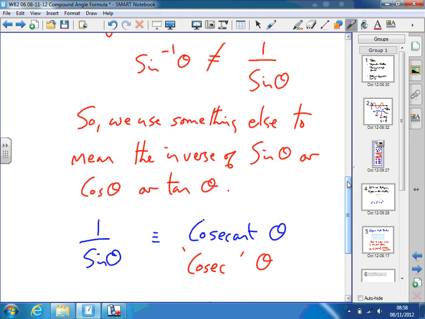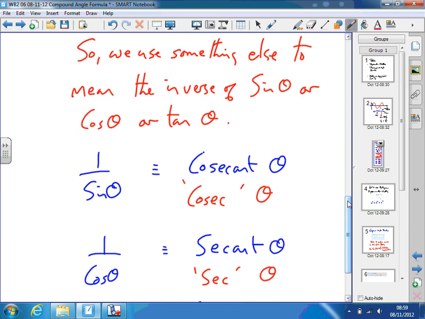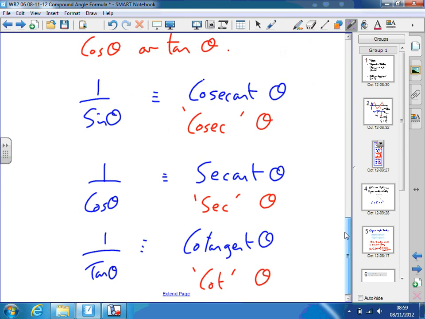1 over sine theta is defined as, that's what these three lines mean, the cosecant of theta, or cosec for short. So what does the cosec of theta mean? It just means 1 over the sine of theta, that's all. It's a definition. We can't use sine to the minus 1 because that means something else, so we use cosecant. And in a similar way, 1 over cosine of theta is called the secant, or sec for short, and 1 over the tangent is the cotangent.